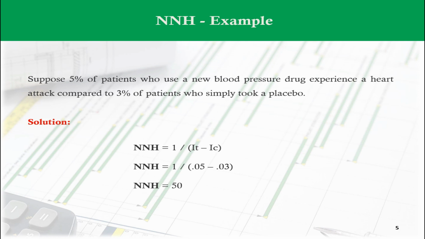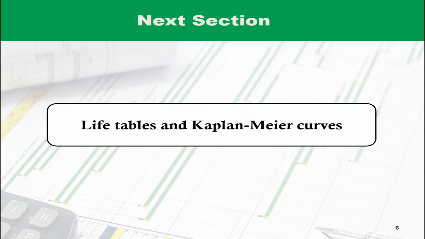In this section, we learnt about NNH and NNT, their importance and their usage. In the next section, we will learn about the importance of life tables and Kaplan-Meier curves in medical research.